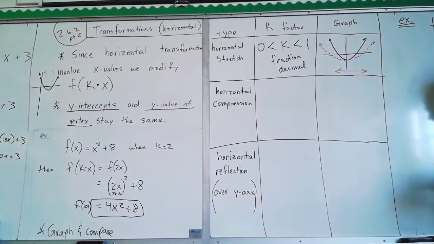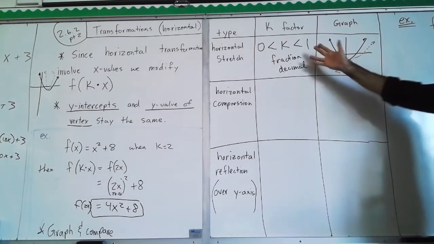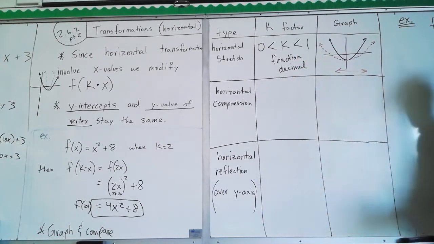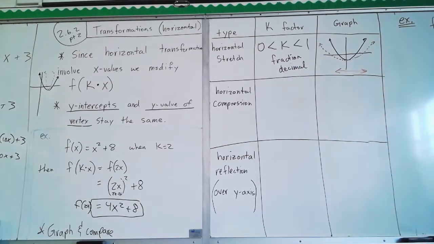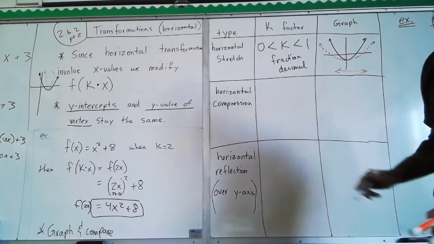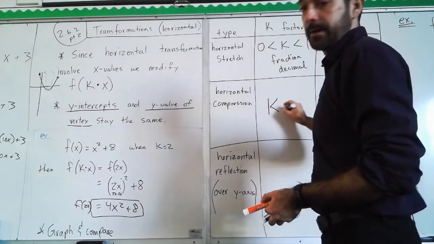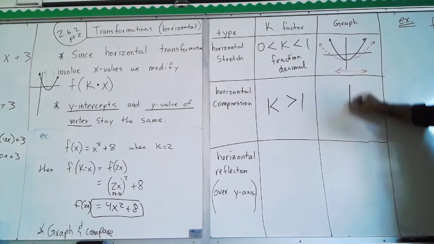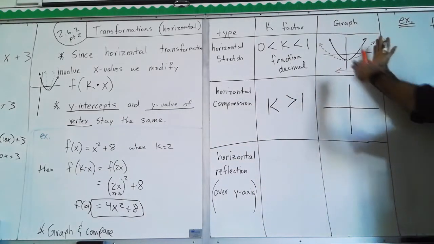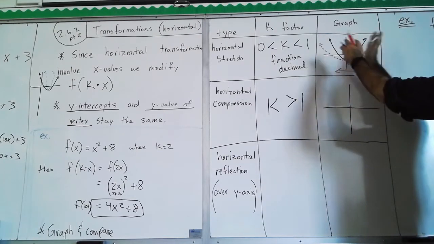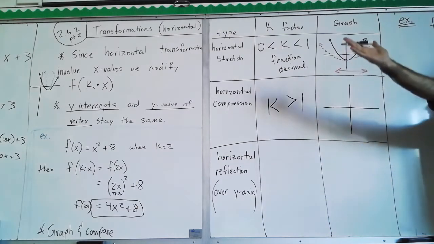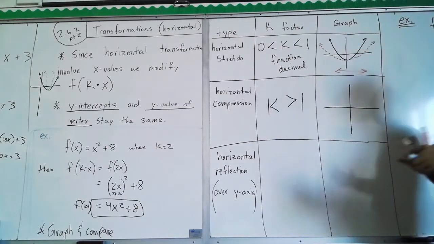So just like yesterday, the K factor tells us what is going to be the difference between all of these different types of transformations. So the next one we just have when K is greater than 1. And what do you think is going to happen if we compress it? Here, when we stretched it, they moved out because we stretched it horizontally. What's going to happen when we compress it horizontally? Let's see.